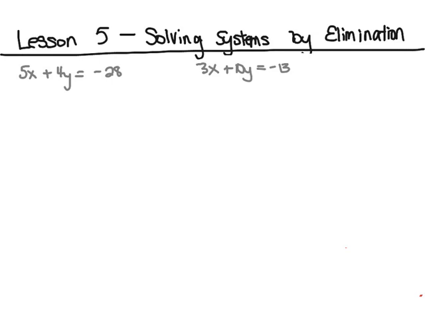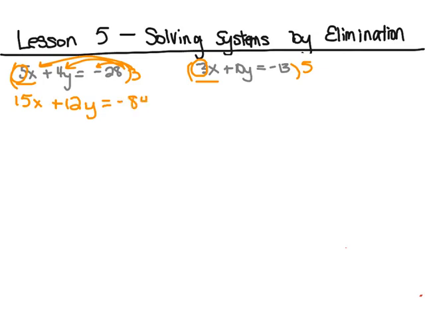For the next example, we don't have an x or a y that's the same, so we have to make them the same. So choose the variable that you want to make the same. I'm going to choose x. What you're going to do is take the coefficient of the other equation's variable and multiply it by your equation. So the first one we're going to multiply by 3, the second one we're going to multiply by 5. Then you multiply in and distribute to everything inside the brackets. So 5 times 3 is 15x. 4 times 3 is 12y. And negative 28 times 3 is negative 84.